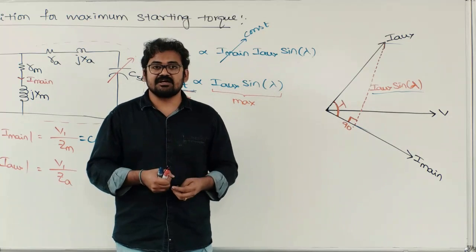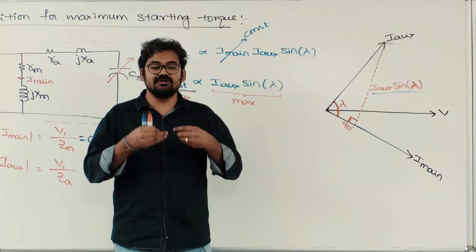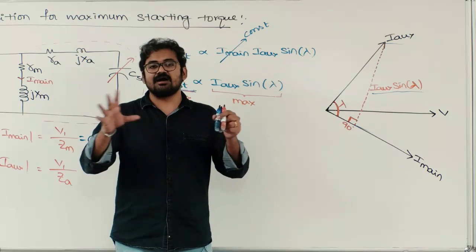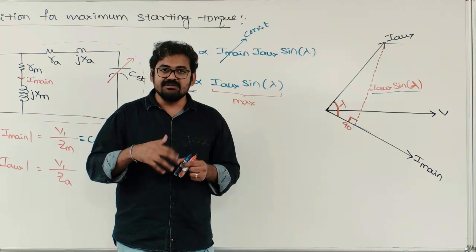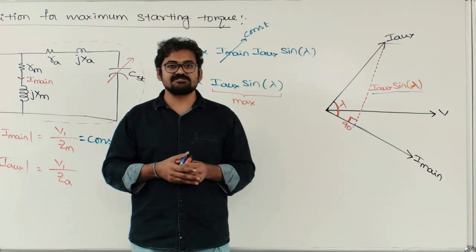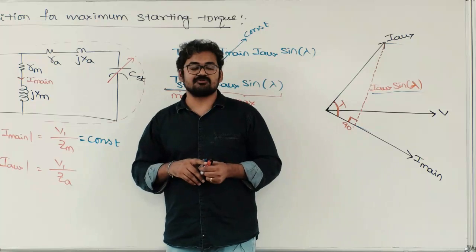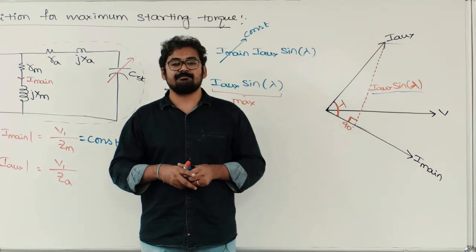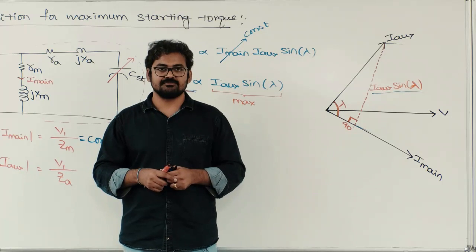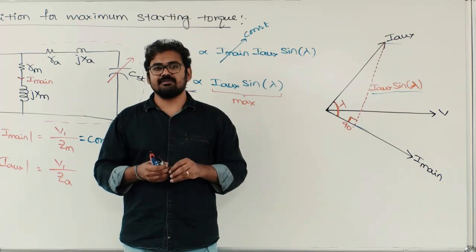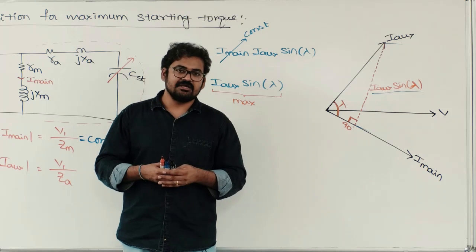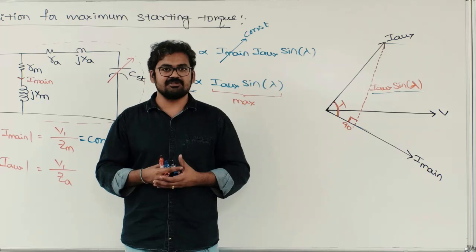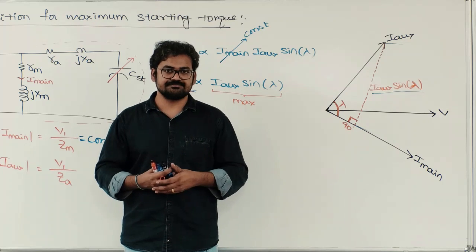So, to understand that, we need to learn locus diagram of simple RL circuits and then implement the same locus diagram concept for our single phase induction motor. Then we can understand what is the capacitor value at which maximum starting torque can be provided. So this is a little confusing topic, but you need to concentrate more. You will learn in electrical circuits also about locus diagrams, and we will implement the same here also. Okay, let me do it.